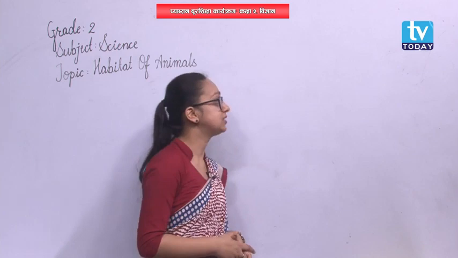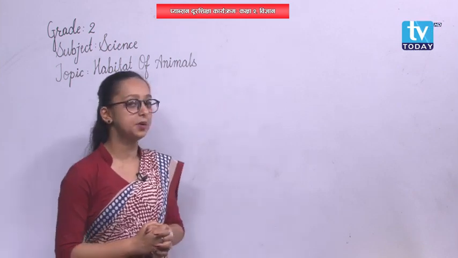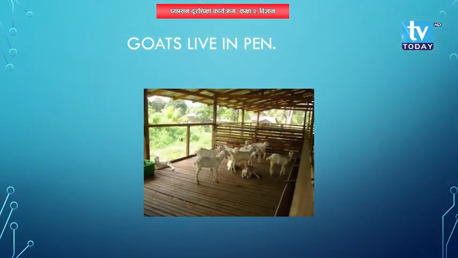Similarly, moving on to the second picture, what can you see there? Goats are seen. Where are the goats? They are also in their home. They are also in their shelter. What is the shelter of goats called then? Goats live in pen. P-E-N, pen. It's not a pen that we write with, okay? The home of goats is also called P-E-N, pen.